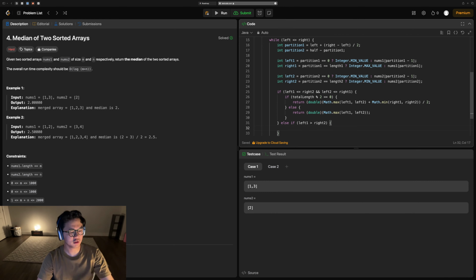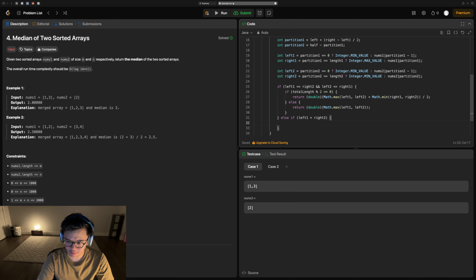If the left partition is too long, what happens? What happens when the left partition is too long? If the left partition is too long, we need to make it smaller. So right equals middle minus 1.